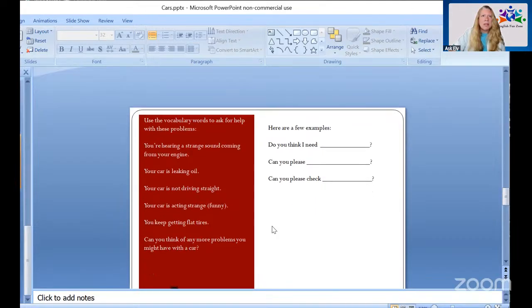Okay, so here is some useful vocabulary for when you're asking for help. Here are some examples. You're hearing a strange sound coming from your engine, so you might say, I am hearing a strange sound coming from my engine. Now we could say, do you think I need? Can you please check?